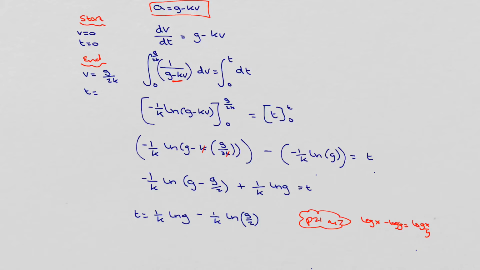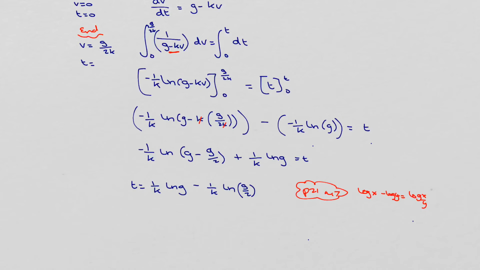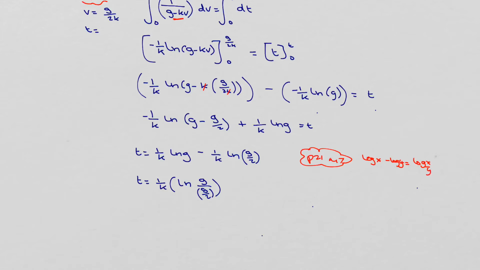Okay, so let's tidy that up. So therefore that gives me t is equal to, well, 1 over k is common, and then I have natural log of g divided by g over 2. And if I divide by a fraction, I turn it upside down and multiply. In other words, my g's are cancelled and I'm left with natural log of 2 times 1 over k, which is natural log 2 over k, which is what they wanted us to show.